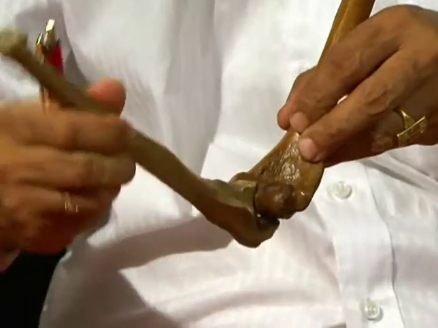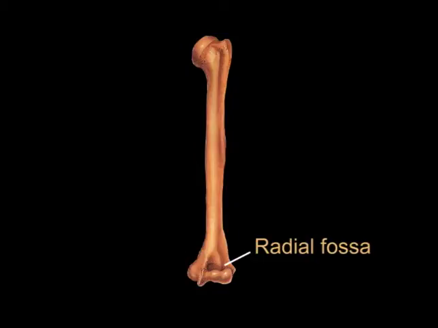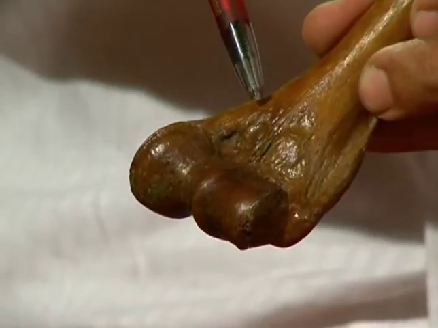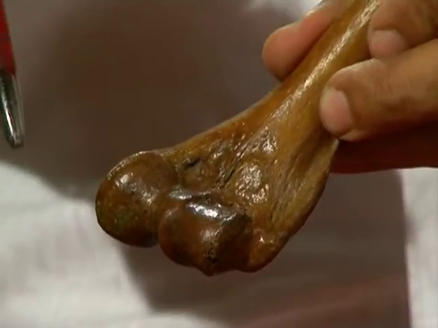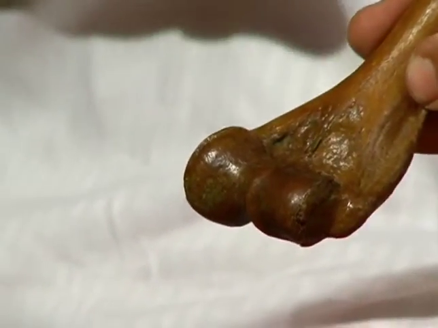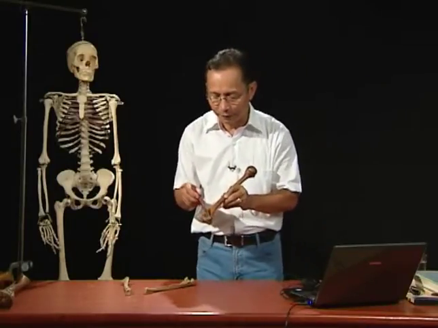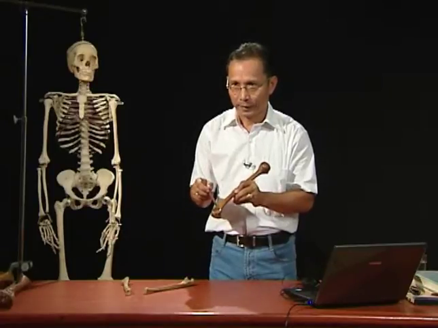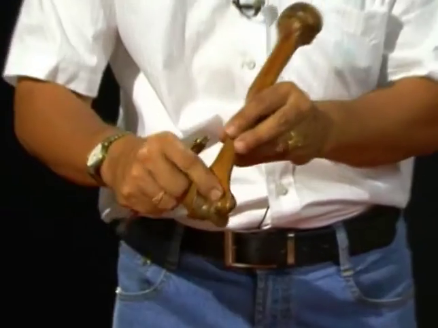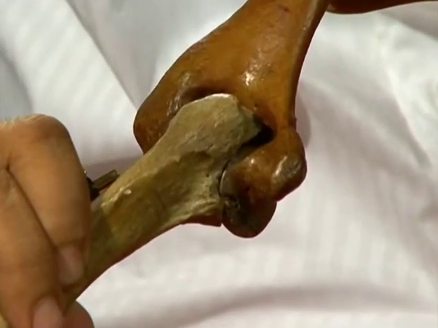See, in the flexed position. This smaller fossa is the radial fossa, and this larger fossa is the coronoid fossa. The coronoid fossa receives the coronoid process of the ulna, and the radial fossa receives the radial head. Well, on the back side, on the posterior side, there is a big fossa. This is the olecranon fossa. This part is to receive the olecranon process.